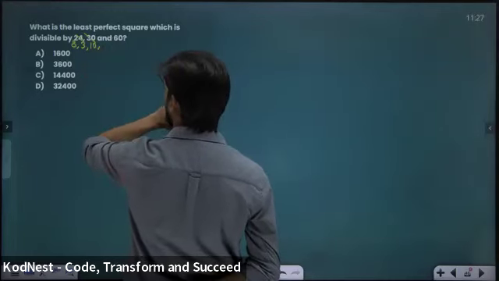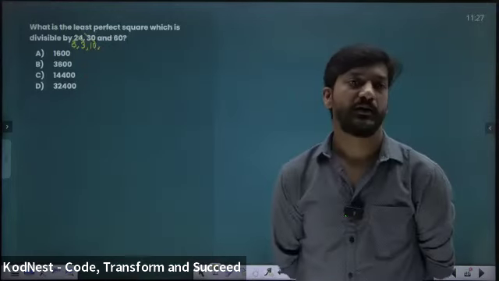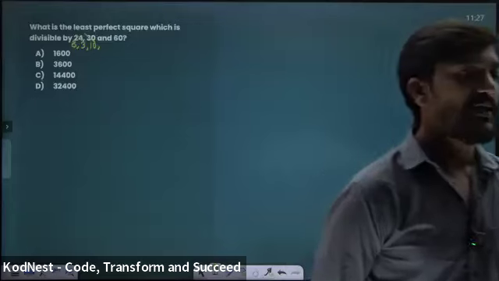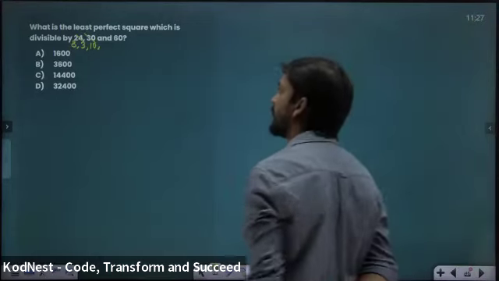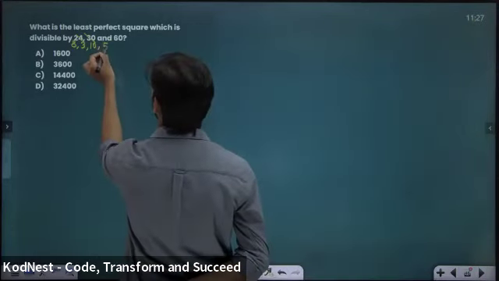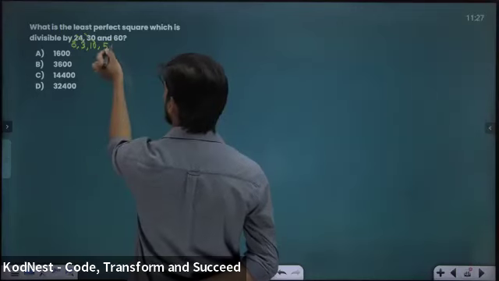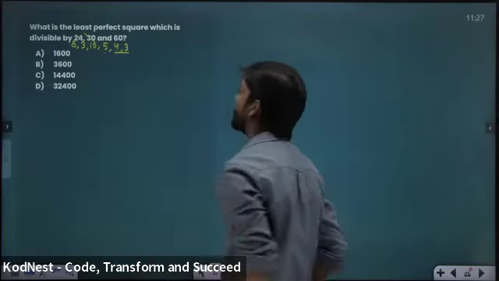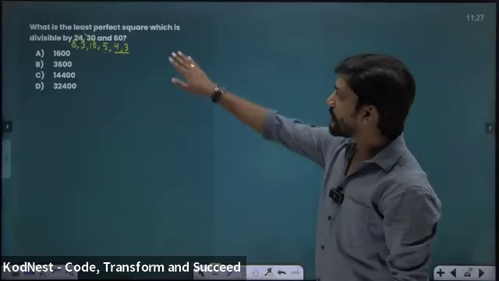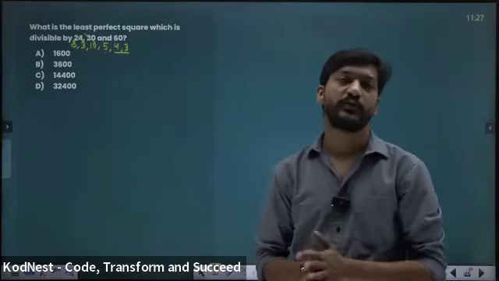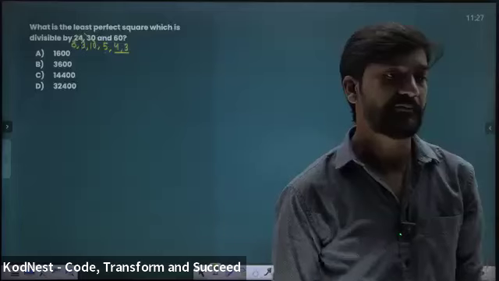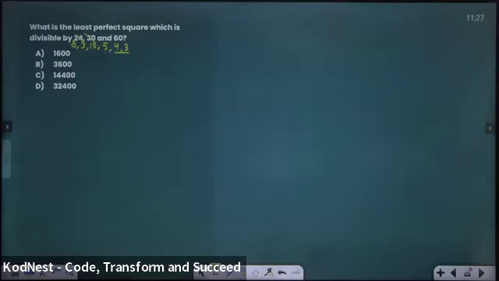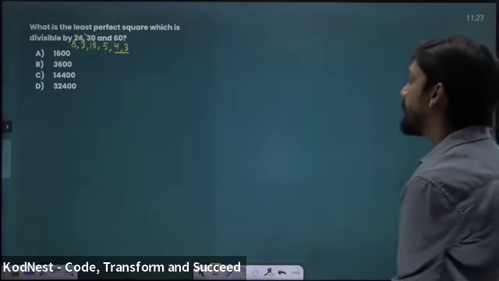For 60, what is the rule? 12 and 5. That means 5 and 12 means 4 and 3. So 12 and 5. Okay. So using these numbers, we will check 8, 3, 10, 5, 4, 3. Very quickly check this.